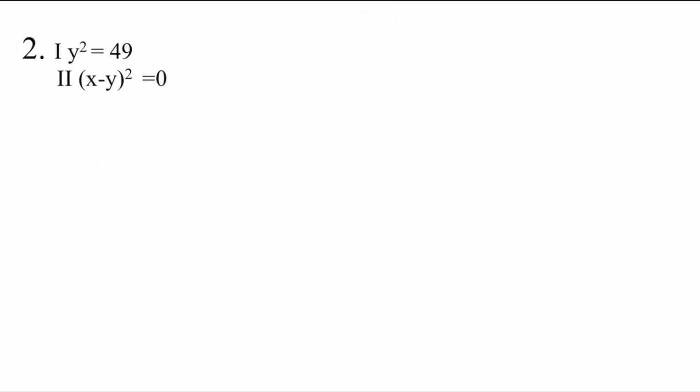Next, y square is equal to 49 and x minus y the whole square is equal to 0. The first equation is y square is equal to 49. We can write y is equal to plus or minus, because square indicates two roots, square root of 49. Therefore, y is equal to plus 7 or minus 7.